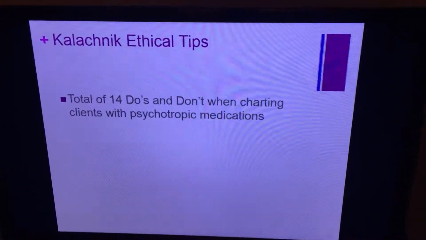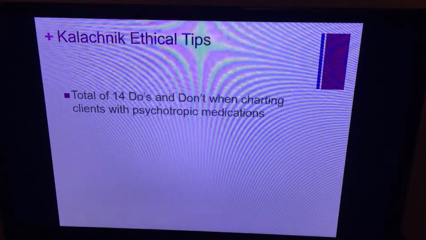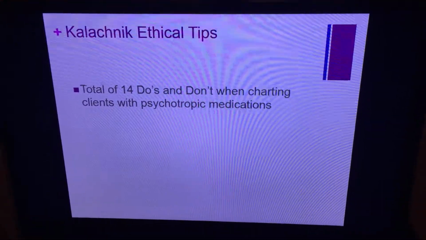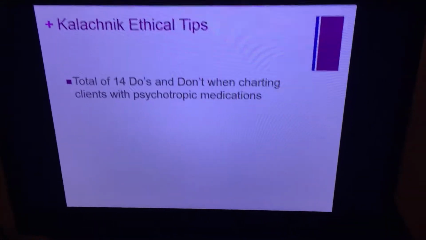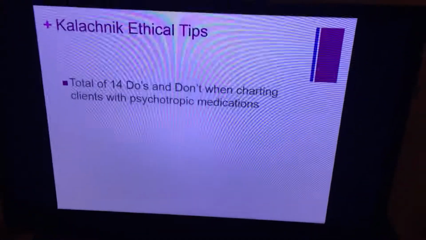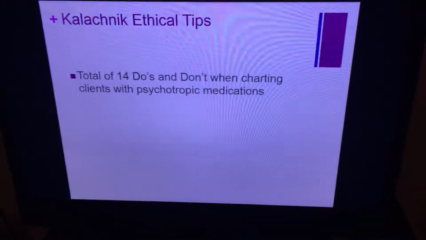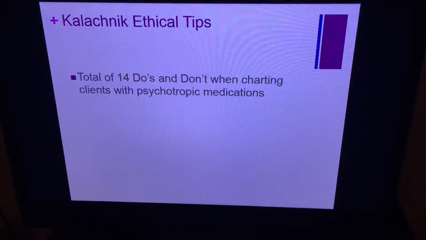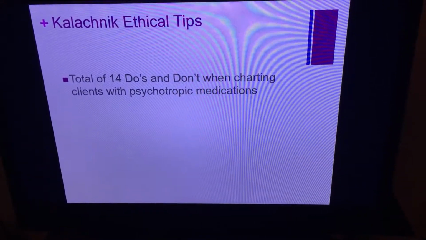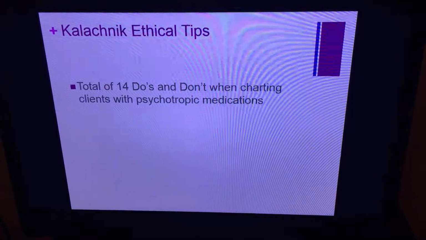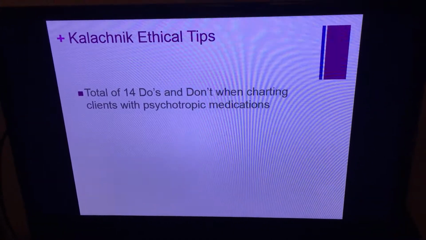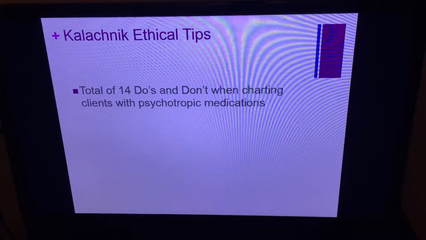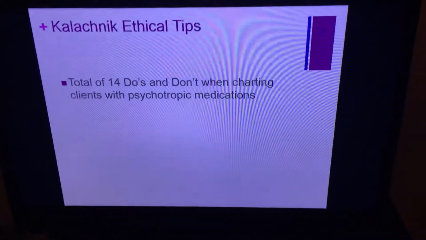Okay, so then I'm not going to get into every single do and don't that Kalachik provided. But the ethical tips that he laid out for us can be applicable for multiple settings. This is not just for psychotropic medications. This could be for kids on Ritalin, or anybody it's applicable for.